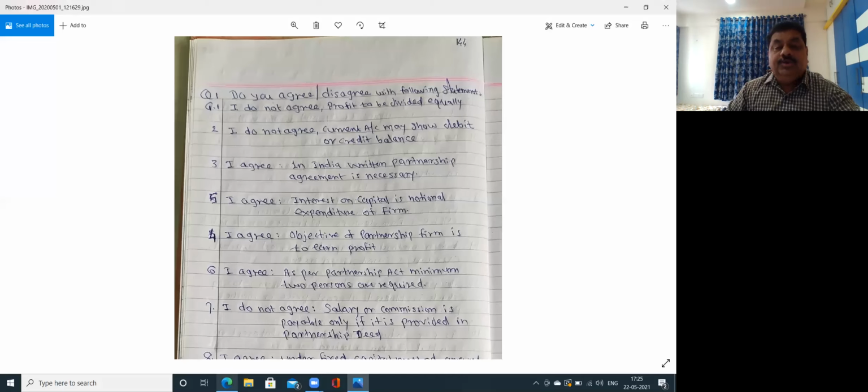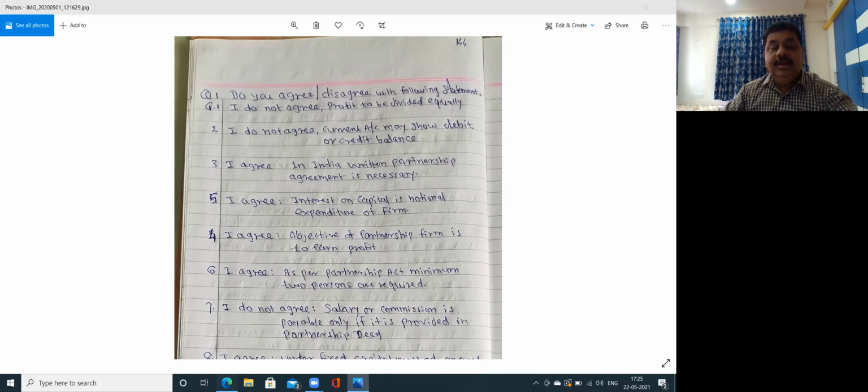Current account always shows debit balance. Again, I do not agree. Current account may show debit or credit balance. या फास्ट लिख सकते हो. I agree, I do not agree. मैंने यहाँ पे रीजन पर्पसली दिया है फॉर यूर अंडरस्टैंडिंग. You should not write the same in exam. Exam में आपको लिखना नहीं है. In exam, you are supposed to write statement and below I do not agree or I agree.